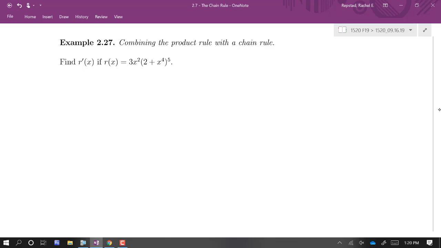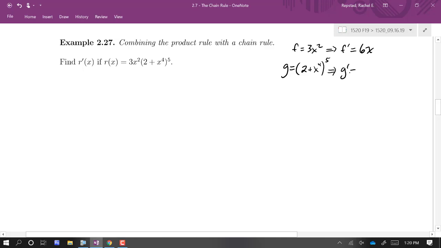Yeah. So let's identify our factors. Let's say our f function is 3x squared. Then what is f prime? Yep. Right, we bring the 2 down, multiply it by the 3, and then decrease the power by 1. Our g function, the other factor, is 2 plus x to the 4th, to the 5th power. Who wants to have a go at, not necessarily the final form, but how we start this derivative? Yeah.